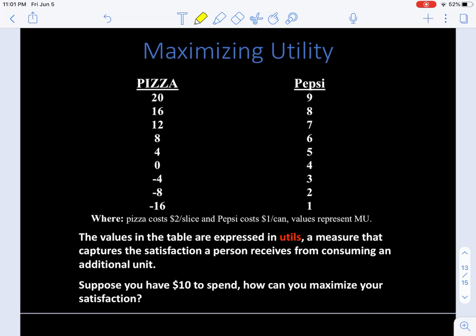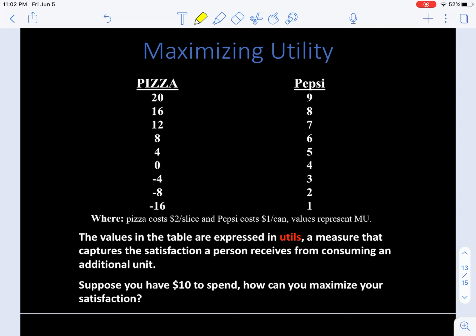So, what you have in the pizza column are marginal utility numbers from subsequent units of pizza. Basically, for a particular person, because these are numbers that describe someone's satisfaction or happiness or utility, as we're going to call it. Now, my marginal utility from subsequent slices of pizza could look different than yours, right? Because tastes are subjective. Some people like pizza more than others. That's all fine, right? So this just refers to one particular person.